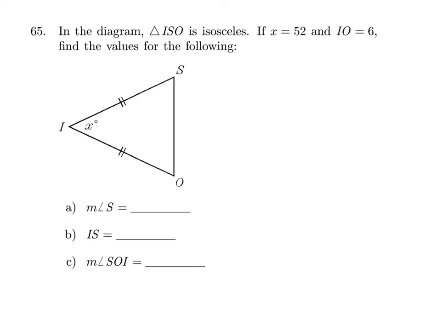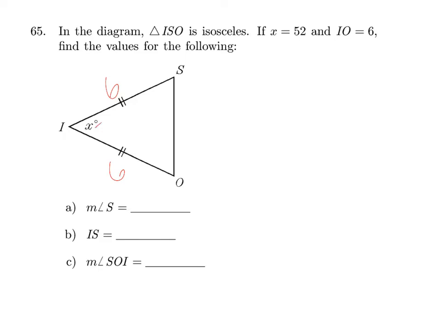All right, in the diagram, ISO is isosceles, and they tell you which sides are congruent. If x is equal to 52 and IO is 6, the length of the congruent sides is 6. Find the values for the following.